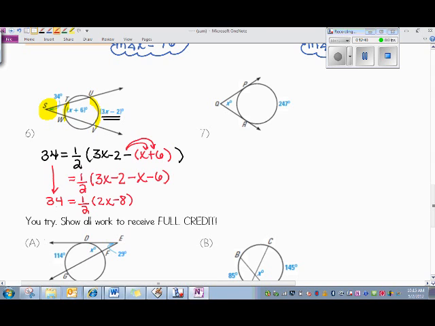And now it's a simple algebra problem. You have a couple things you can do. You can either distribute the half or multiply both sides by 2. I'll distribute the 1/2. And I'll bring it up here. So I have 34 equals 1/2 of 2x, which is x, minus 1/2 of 8, which is 4. And when you solve for x, you get 38 degrees.